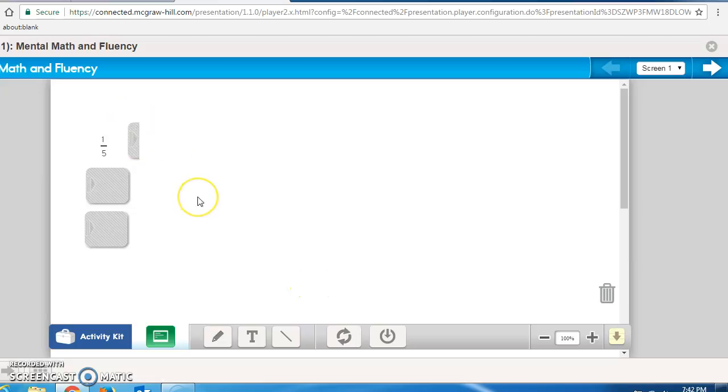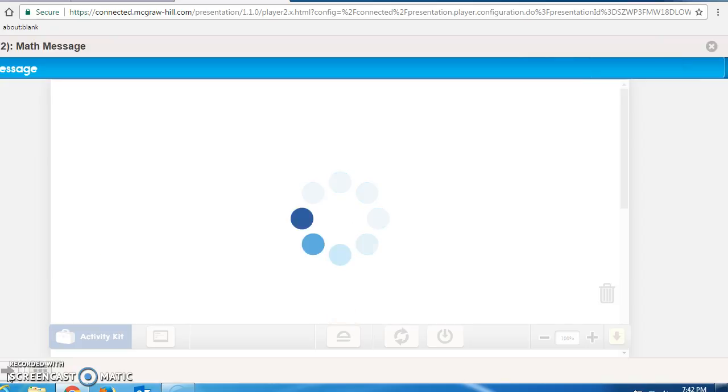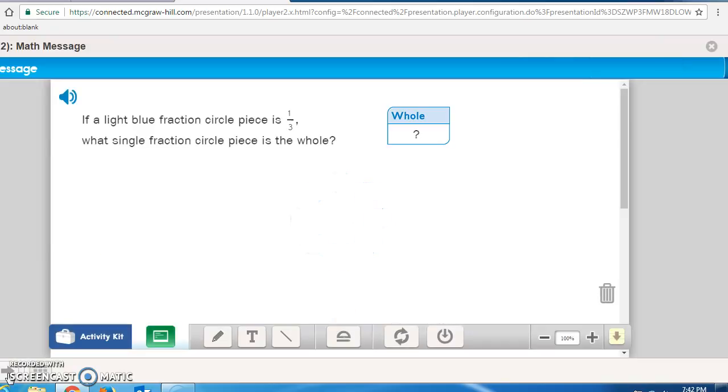So the first one is 1/5. The second one is 2/4. And the third one is 2/3. Again, pause the recording, bring your answers up to me. I will check them, and when I have checked them, I will make it okay for you to go back and turn the recording back on.